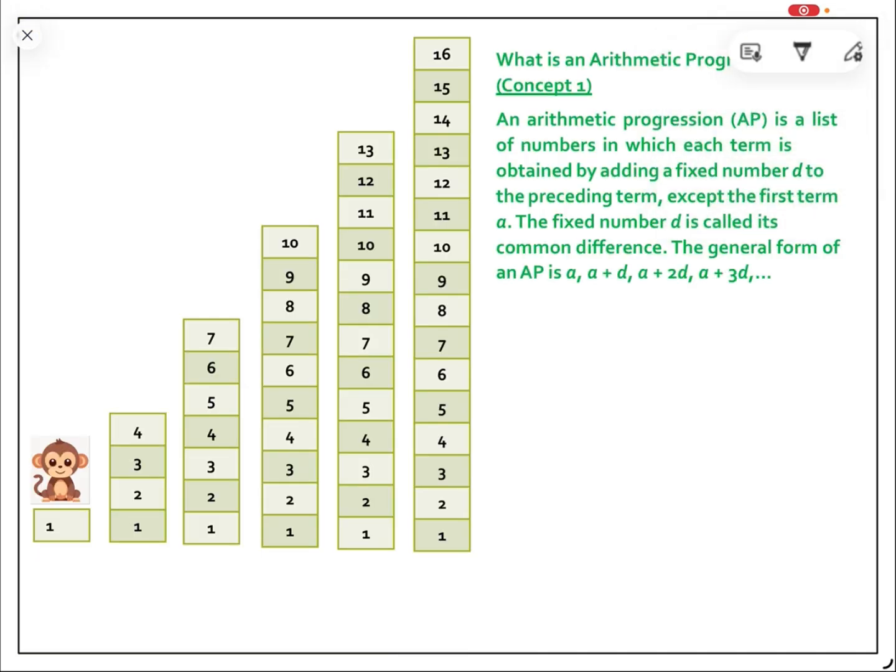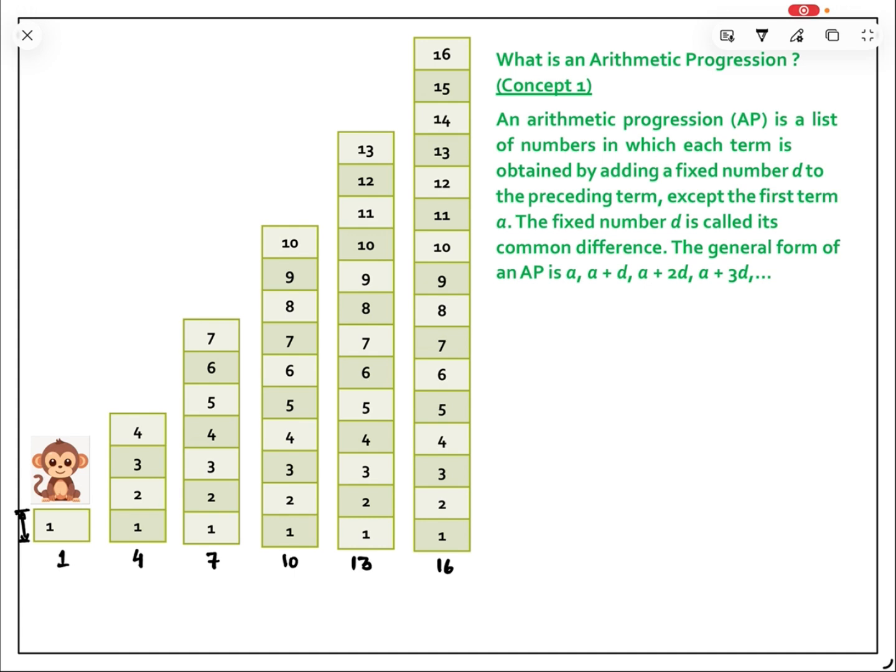Okay, so what you see here is a series of steps which this monkey is going to jump. Let us say at the starting, he is on the first step, which is at a height of 1 feet, and then he'll make a jump and go to the next level, which is at a height of 4 feet, followed by the next step at a height of 7 feet, then 10 feet, 13 feet, and 16 feet. So this monkey keeps jumping from one level to another.